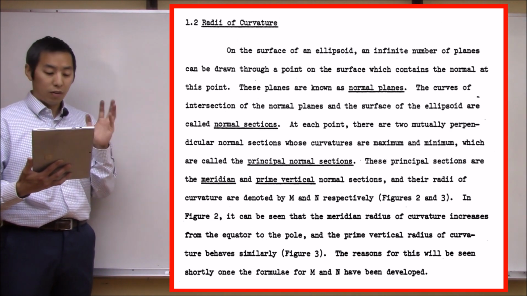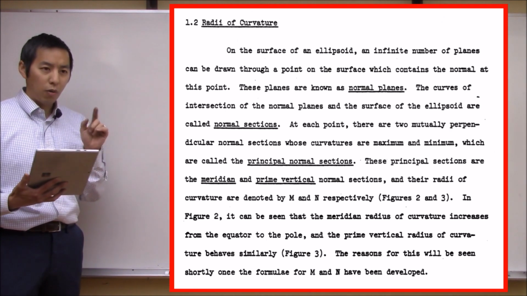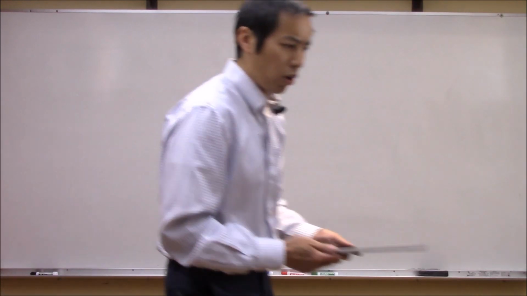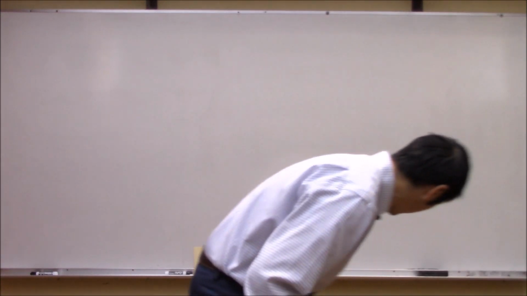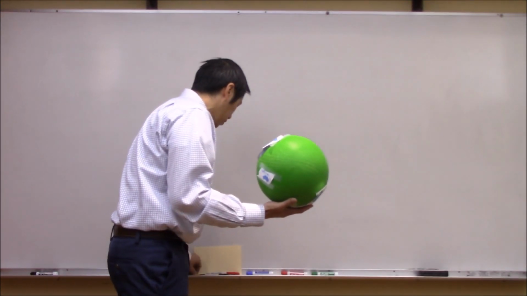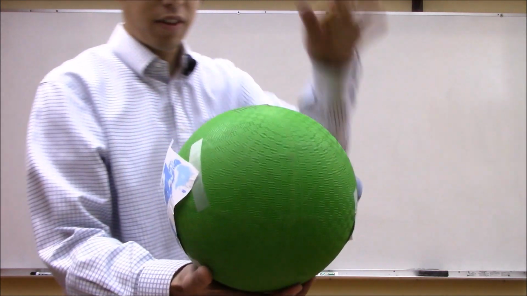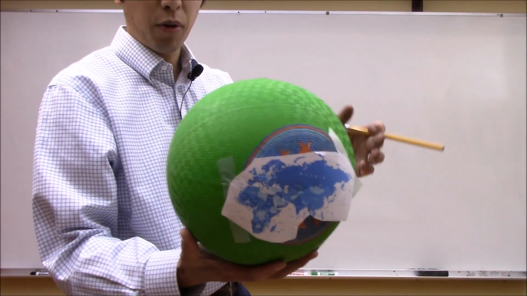So, let's go ahead and parse that down. I want to make sure we understand the geometry of what's going on. To help with this, let's pull up our little prop here. Again, this is Earth. Imagine this thing is some spheroid. It's not a perfect ball.